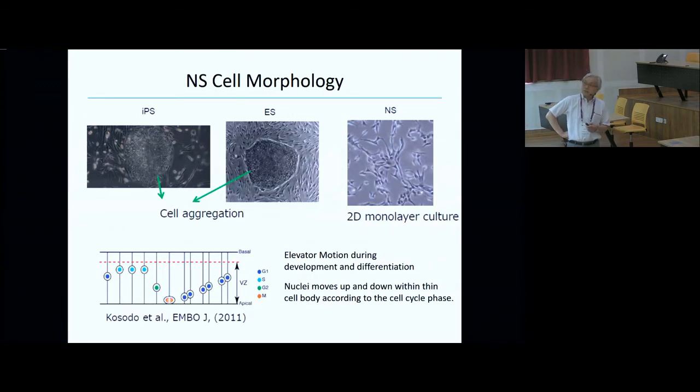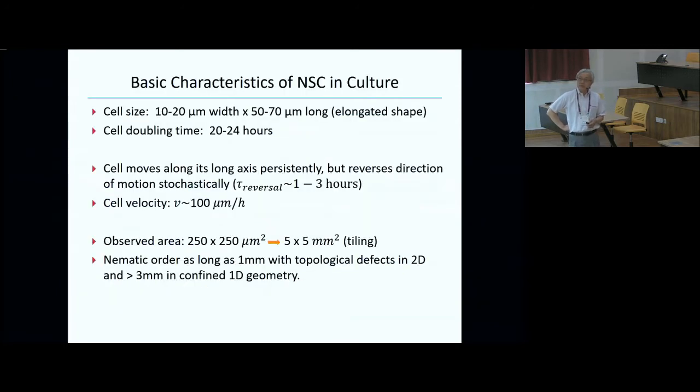It is known that under some specific conditions, the neural stem cell can make a 2D monolayer culture. So these are the basic characteristics of the neural stem cell. The cell size is about 10 or 20 micrometers in width, and the length is 50 to 70 micrometers, so it's elongated. The cell doubling time is about 1 day. The cell moves along the elongated axis persistently, but it reverses its direction stochastically. The reversal time is between 1 and 3 hours, and the cell velocity is about 100 micrometers per hour.